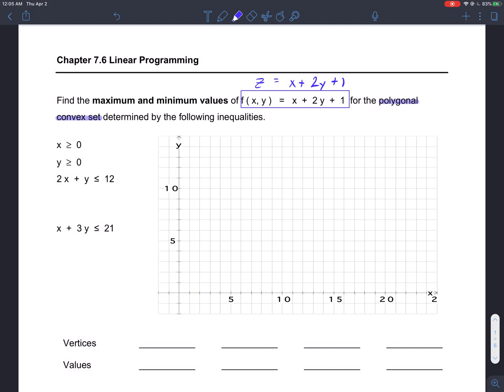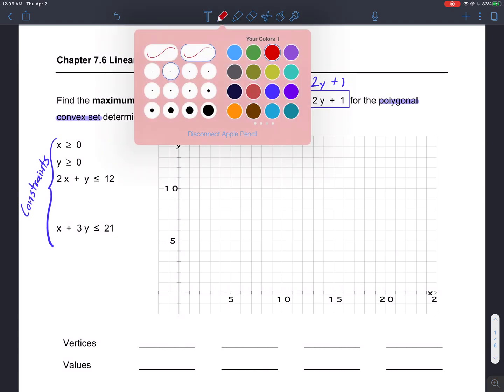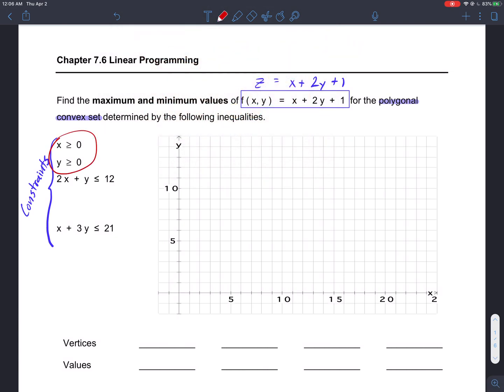So what we've got here is a set of what we call constraints off to the left side here. These are the constraints. These inequalities bound a region for which we choose values to plug into our objective function. That's a lot of high-tech words for something that doesn't really have to be all that complicated. We begin by simply graphing each inequality on the graph.